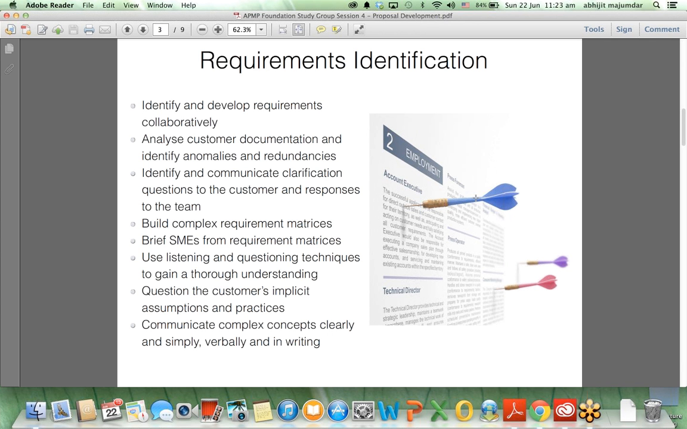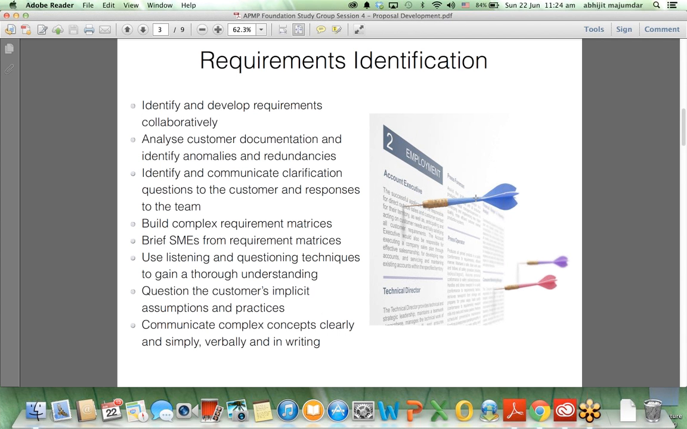The second thing that needs to be done is to identify the customer's documentation. The customer documentation here is the RFP documents, the supplements to the RFP, the change notifications to the RFPs, and identify the anomalies and redundancies. Because many times the RFPs are published by the procurement people of the customer, and they try to take a cookie-cutter approach where they fit a lot of standard requirements in along with the specific requirements. Now those standard requirements may not be relevant to this particular specific requirement.